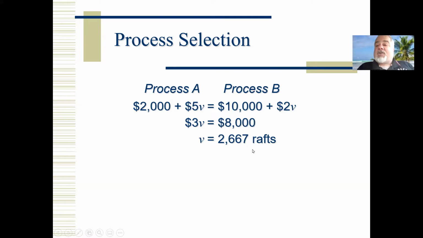If I sell 1,000 rafts, process A is better. Not selling enough to make up for the $8,000 here. If I know that I'm going to be selling at least 3, 4, 5, 10,000 rafts, I'm going to sell way over this 2,667. Process B is better.